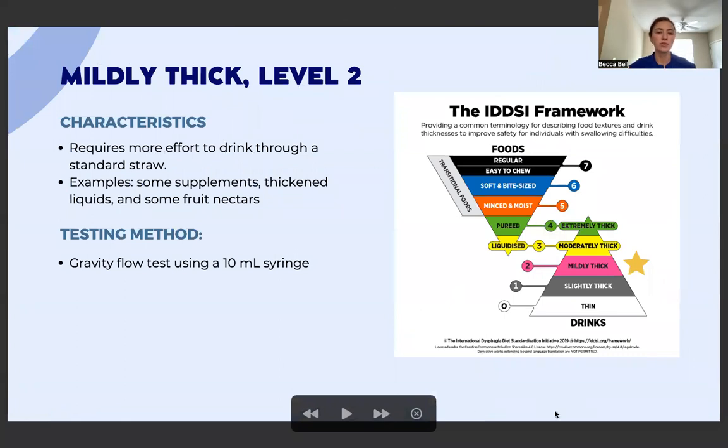Mildly thick level 2 is pretty similar to slightly thick, but different in the fact that it requires more effort to drink through a standard straw, and it has the same examples and the same testing method. So that's where it comes into play that it's really important to know the hash marks that determine what level the IDDSI liquid tested at after those 10 seconds.